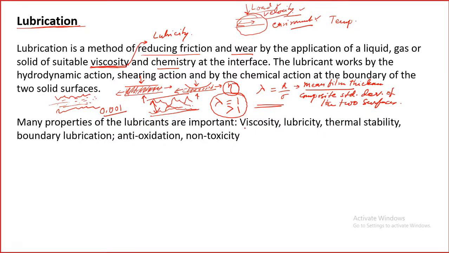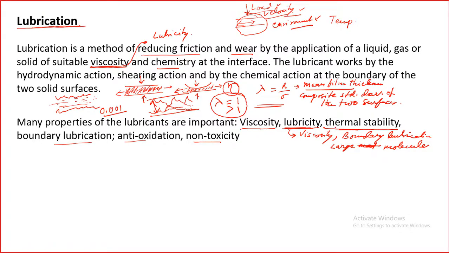Many properties of the lubricants are important: viscosity, lubricity, thermal stability, boundary lubrication property, anti-oxidation, and non-toxicity. Viscosity we have just discussed, and we will discuss more about how viscosity plays an important role. Lubricity is a less defined term which basically includes many properties of the lubricant. It can include viscosity and boundary lubrication property, and they tend to be large molecules. Large molecule materials tend to have high lubricity, and that's why many of the polymeric materials are better, with high lubricity.